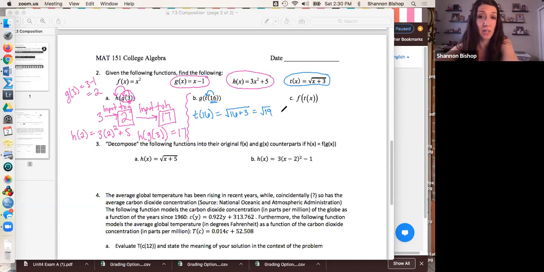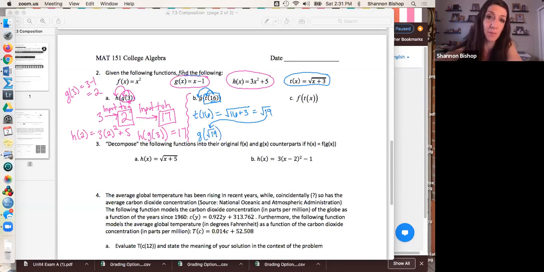Now, if you really wanted to get a decimal for that, you could. The square root of 19 is 4 point something. Let's see, if you really wanted to, square root of 19 is 4.36. So if you wanted to write it as 4.36, you could. But either way, t of 16 is root 19. But then you have to take that answer and plug it in to G. So you're going to take the 19 and you're going to plug it into G. So what is G of root 19?